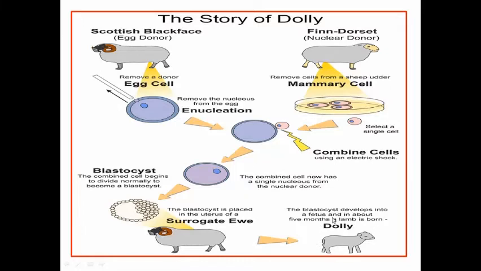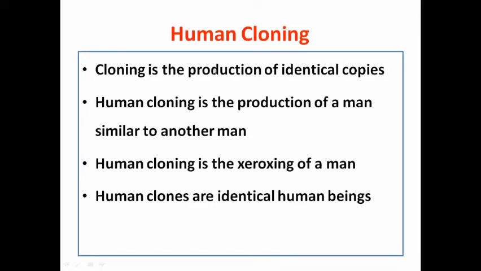That is, the name of the sheep is called Dolly. Okay, Dolly, it is an animal cloning method. Then the next one is human cloning. Human cloning follows the same procedure as animal cloning.